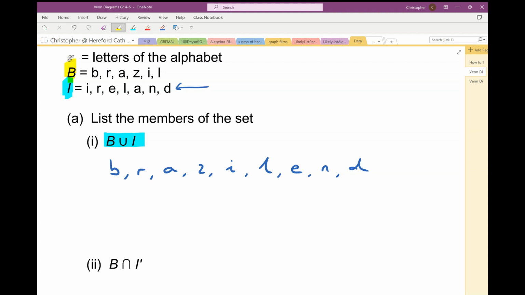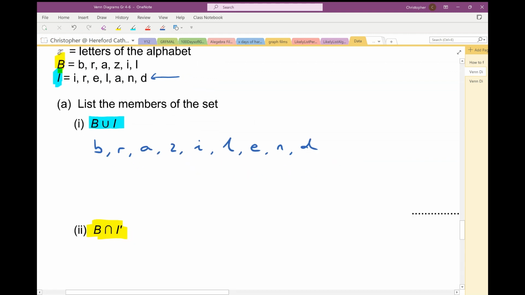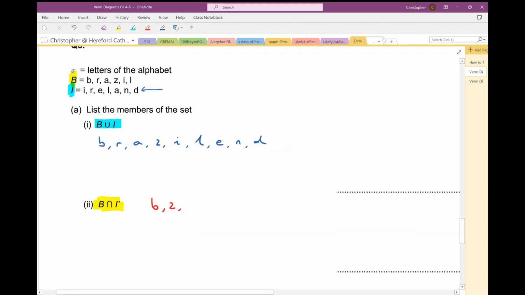List all the members of this set that are in B and not in I. So they have to be in B, but not in I. So I'm going to run through the letters of Brazil and write down the ones which are not in I. Well, B qualifies. R is in I. A is in I. Z is not. I is in I. And L is in I. So there are only 2 members of the set B intersection not I.